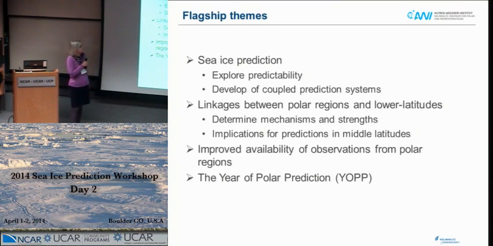And there are a lot of initiatives, as you've heard during these days, to develop coupled prediction systems, but how to do it in a good way and what timescales you're looking at. There is a lot of discussion of the linkages between polar regions and lower latitudes. So if we improve things in the Arctic, will that help for the mid-latitudes? That's very much a focus. And then we think that we need to improve the availability of already existing observations, so to facilitate that, and then also add more information, more observations, and more modeling experiments to investigate more in the Year of Polar Prediction.